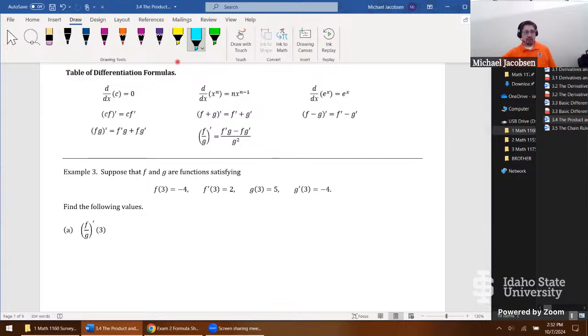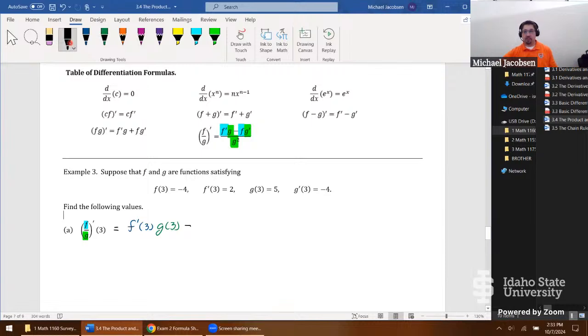It doesn't hurt to color code it. So there's our top function f in blue, our bottom function g in green. When we go to write this out, this turns into first f prime at 3 times g at 3. Sorry, my color coding is a little bit trickier than I thought. There we go.